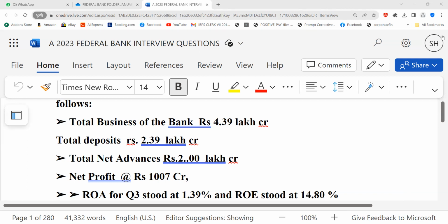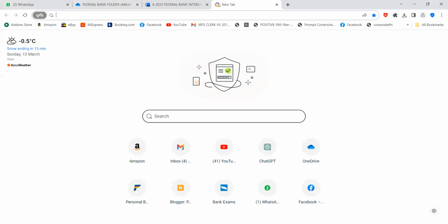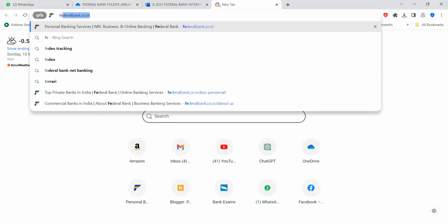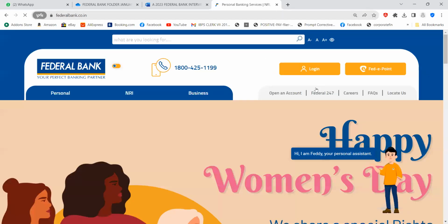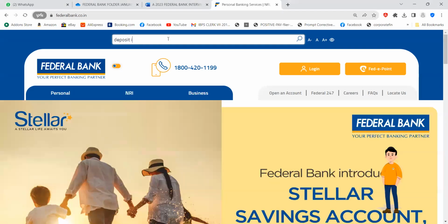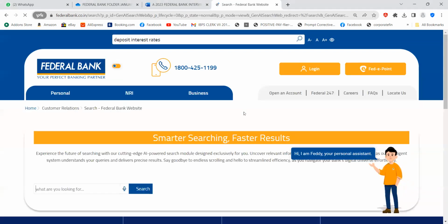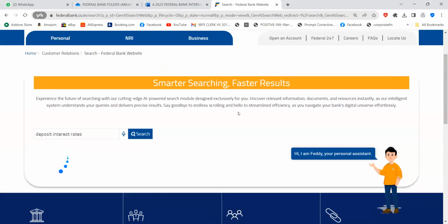So how much is it for Federal Bank, sir? Approximately, you have to see the rate. You have to go through the website, for example, federalbank.co.in. We have to come here, and here they are telling about interest rates. Deposit interest rates. We will search like this.